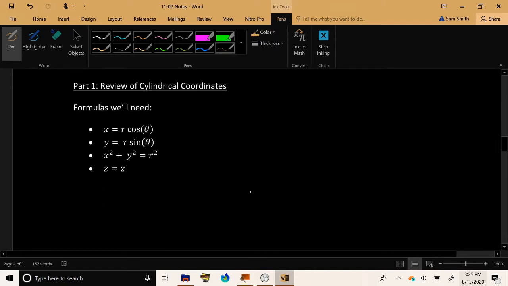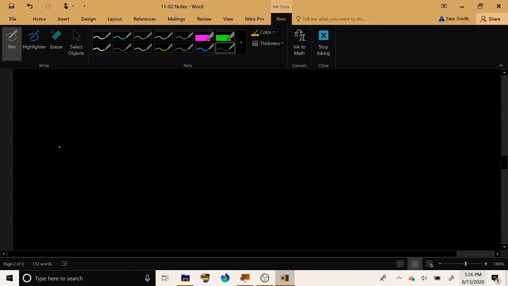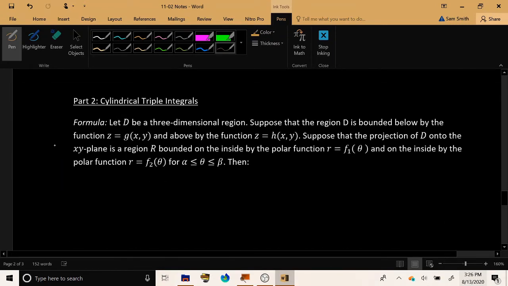Now, the formulas for cylindrical coordinates are very nice because it's basically just polar coordinates with a z on top. So we have r and theta representing in the xy plane exactly the same thing that they did in the world of polar. And then we have the z coordinate, which means the same thing in cylindrical that it does in Cartesian. It represents a vertical displacement. Now, with that said, let's just jump right into it.